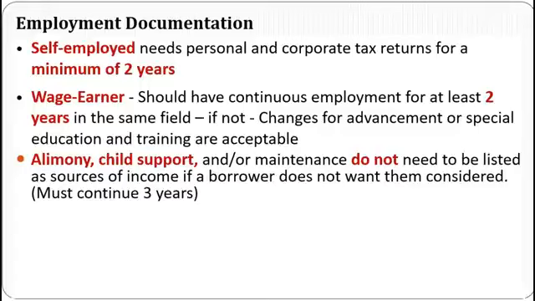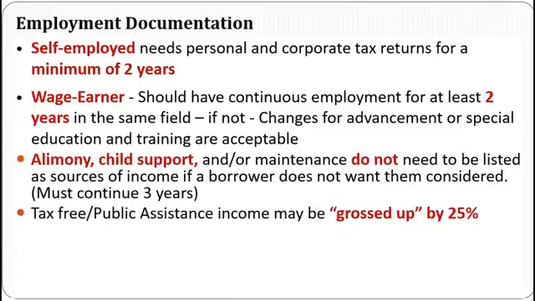In alimony and child support, they have to show that it's going to continue for at least 3 years. Tax-free income, meaning public assistance income, is grossed up. Highlight that term, grossed up, and put in your notes, increased by 25%. For the test, it is increased by 25%. Tax-free income, Social Security, disability, child support, alimony, they increase that by 25%. So you're going to get a question that says, John gets $1,000 a month Social Security income. How much is the underwriter going to count?